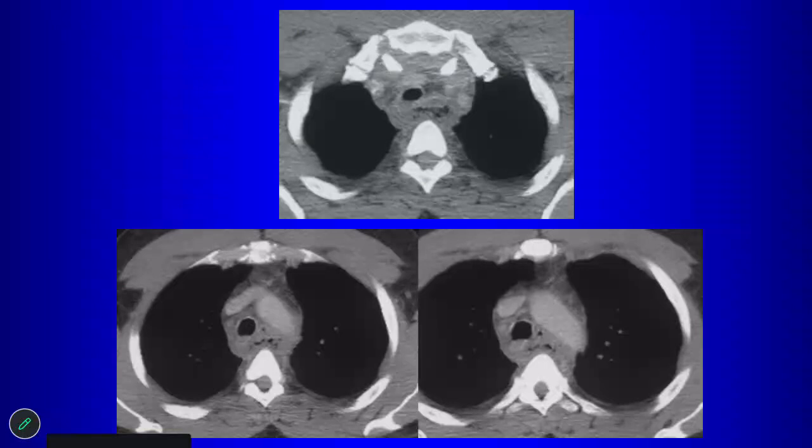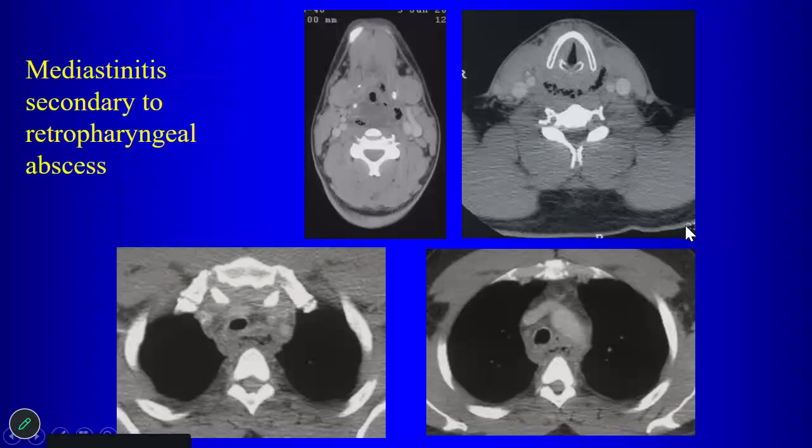How does infection get to the mediastinum? If you're sitting in neuro, what might you think about? Let's get this last one. Retropharyngeal abscesses. These abscesses in the neck can also extend down to the mediastinum, right?